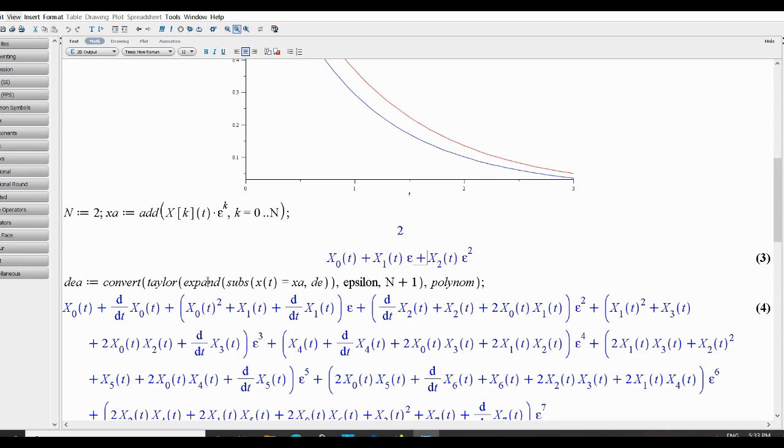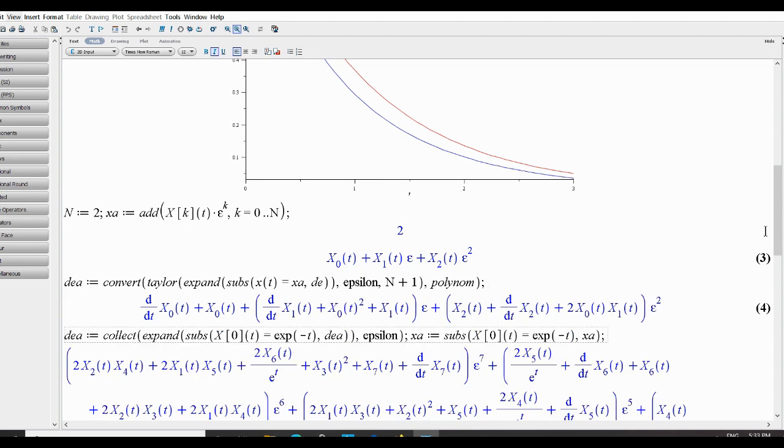And then what I do is I substitute xa. So I substitute x of t equals xa in the differential equation. I substitute that, then I expand that. After I expand that, then I Taylor expand it in terms of epsilon. Default is epsilon equals 0, and I throw away order n plus 1 terms. Okay, so up to epsilon square will be there. Let's see. There it is.